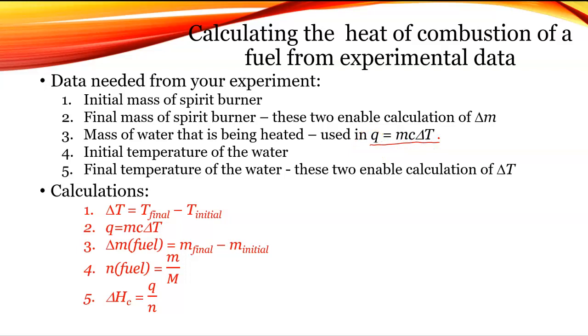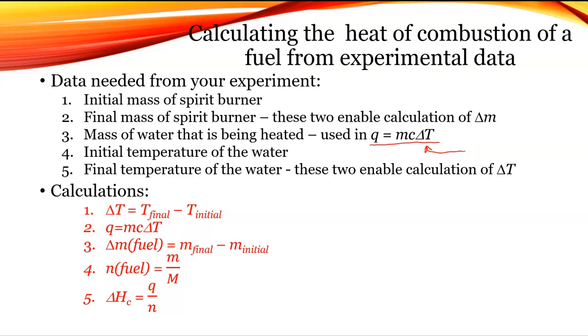And you need the initial temperature of the water and the final temperature of the water, once again, to be able to use in Q equals mc delta T. So the calculations you're going to be doing, some of them simple, some of them a little more complex. Change in temperature, calculation of Q, then the change in mass of the fuel from the weighing before and after, and the amount of fuel that we work out from that mass using the molar mass of the fuel.